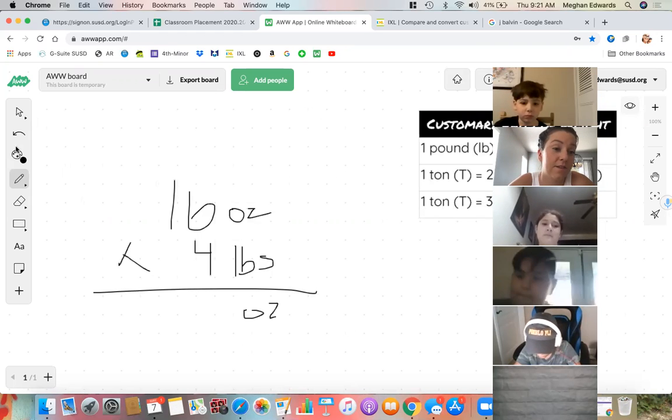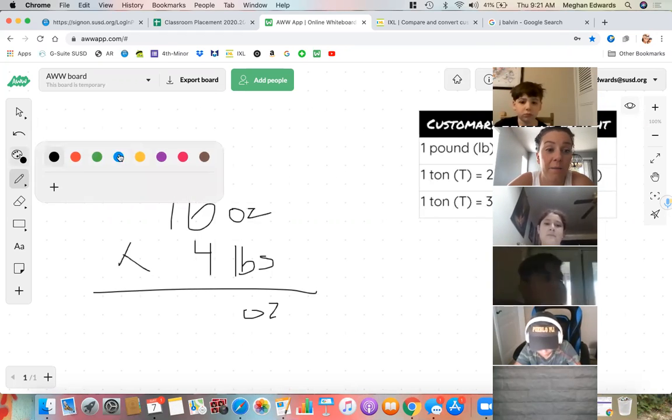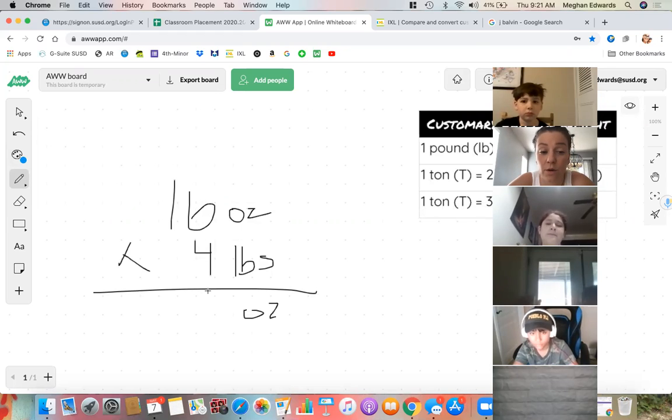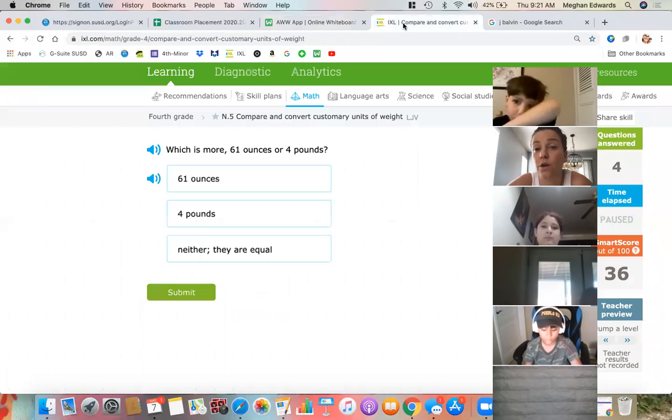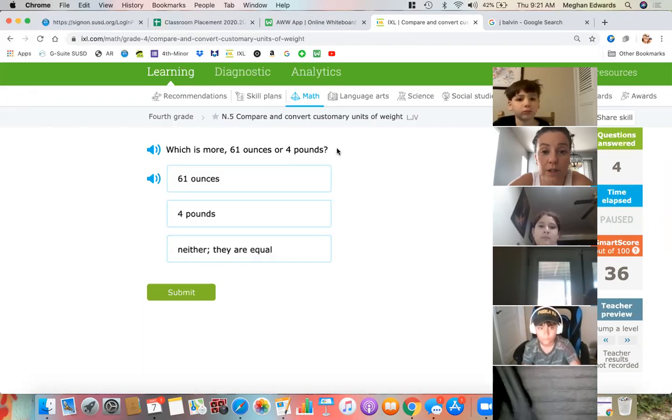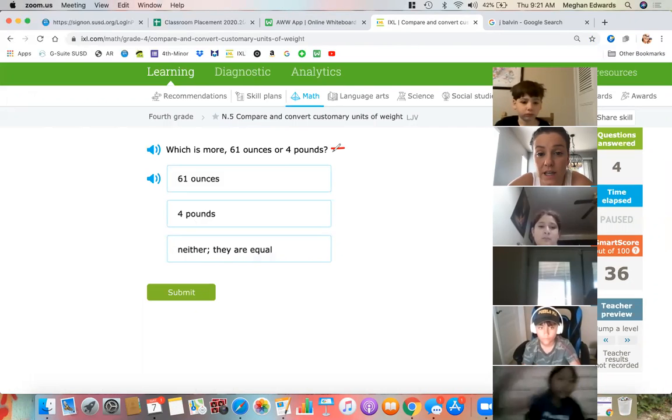And 64 is correct because we know that 6 times 4 is 24. So 4, carry that 2. And then 4 times 1 plus the 2 we carried is 6. So we get 64 ounces. Now, if I'm looking at that IXL scale, we just realized that 4 pounds is equal to 64 ounces.